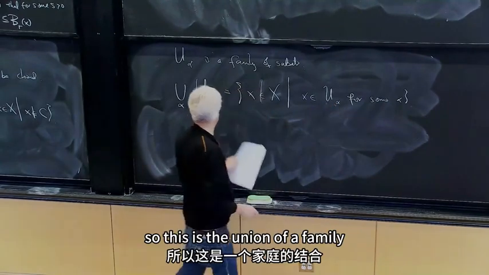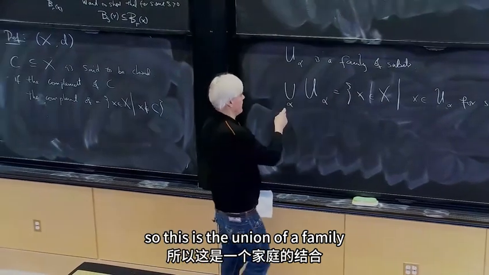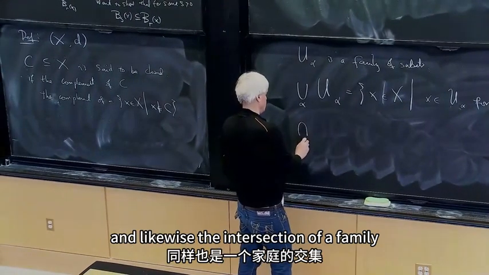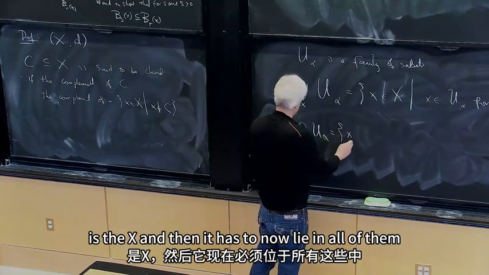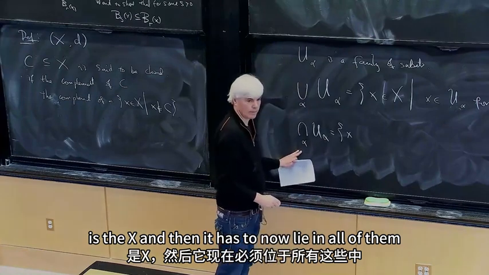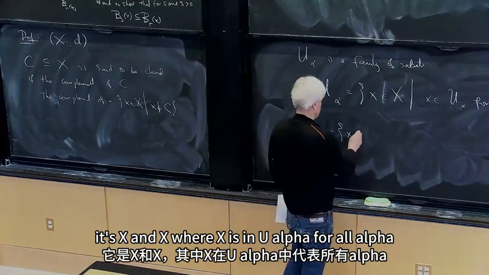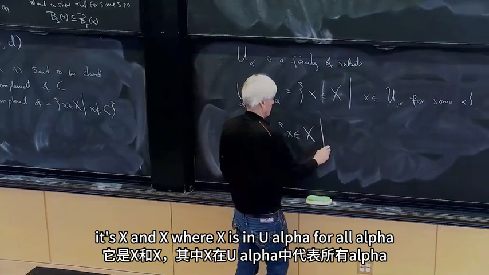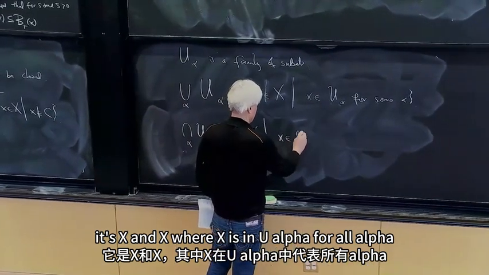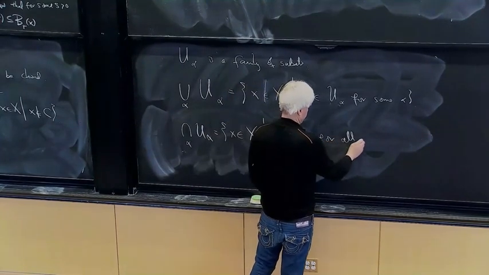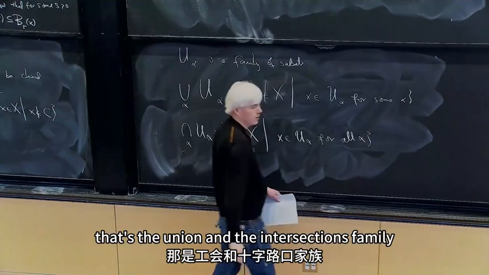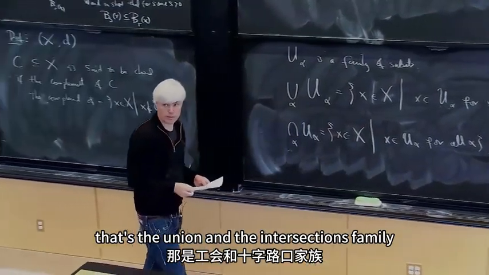Right? So this is the union of a family, and likewise the intersection of a family is the X, and then it has to now lie in all of them. Right? It's X in X, where X is in U alpha for all alpha. Okay, that's the union and the intersections of family.